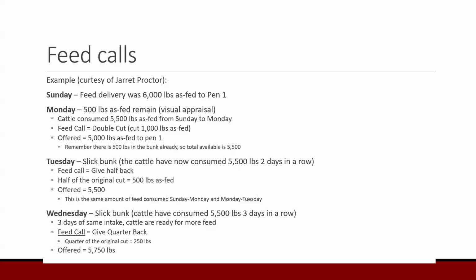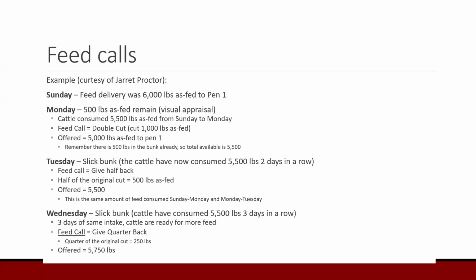So our feed call for that Monday is to do a double cut. 500 times 2, we're going to cut 1,000 pounds off of that feed call. Okay. Remember, so that means we're going to feed 5,000 pounds. Okay, but remember there's 500 pounds left in the bunk. So how much feed do we actually have in the bunk? 5,500, which is how much they ate Sunday to Monday.